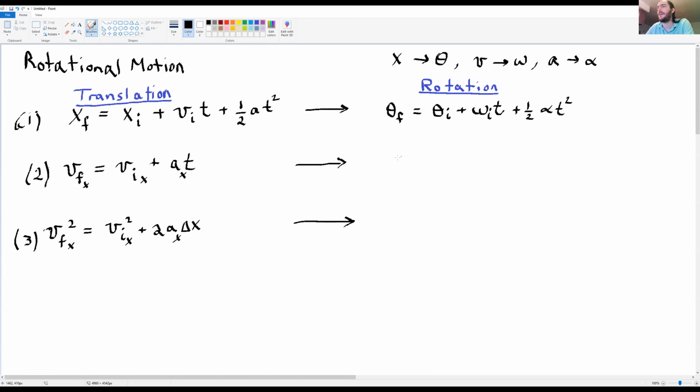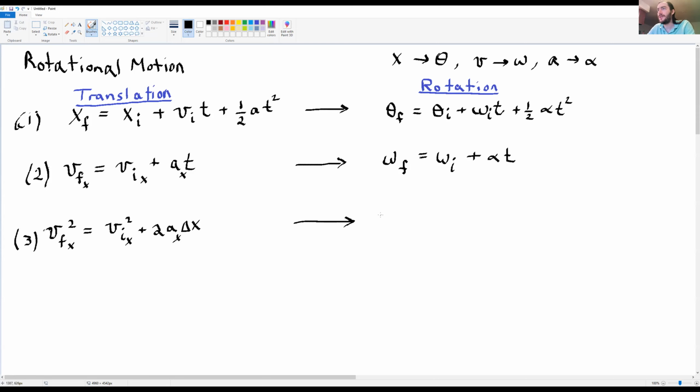So now we're going to go ahead and do the same thing for the second equation. Let's change v to omega. So omega final is omega initial plus the amount that it changes due to the angular acceleration, so plus alpha t here. Simple as that. Just replace v with omega and a with alpha.